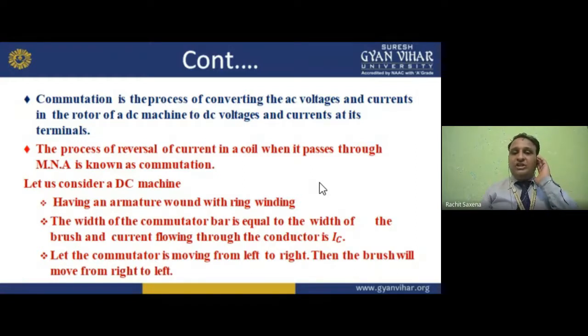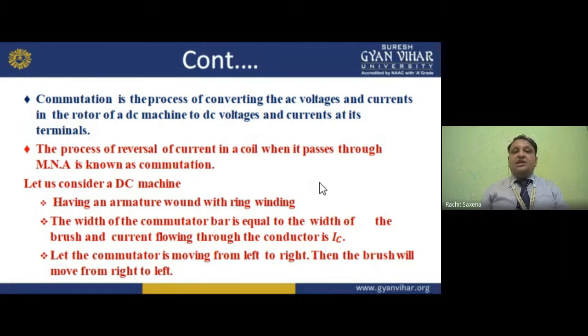So commutation is the process of converting the AC voltages and currents in the rotor of a DC machine to DC voltages and currents at its terminals.